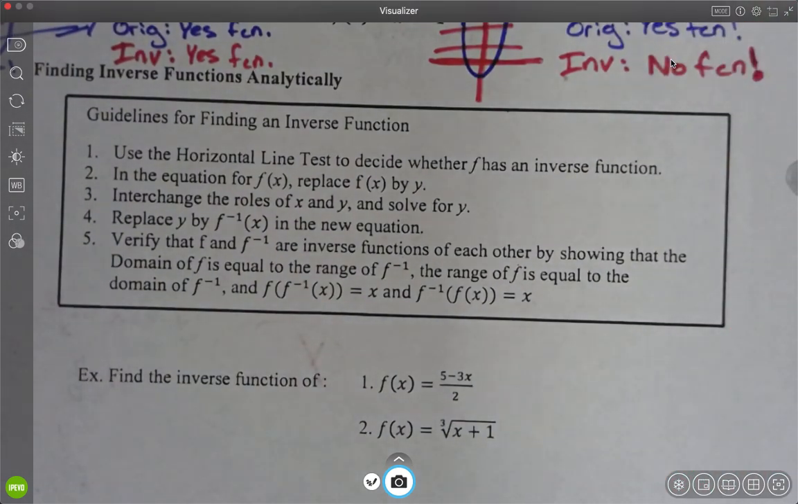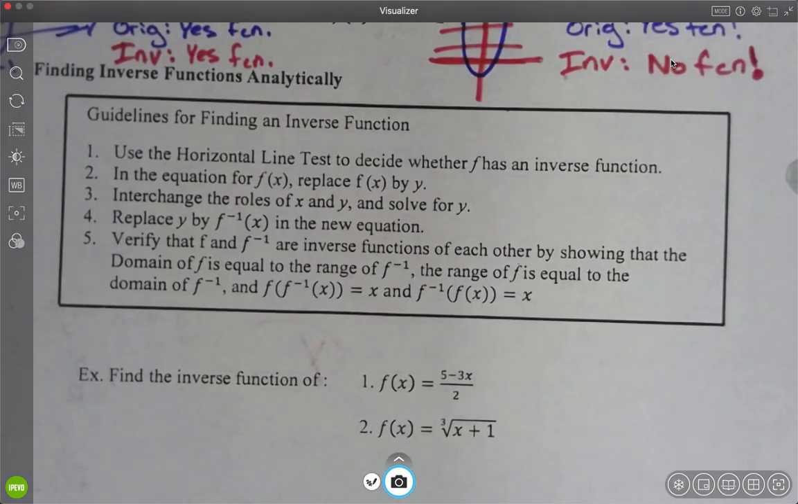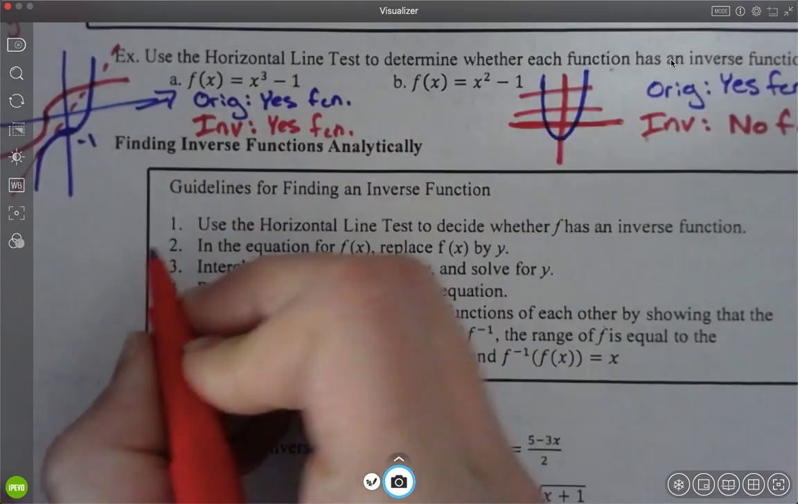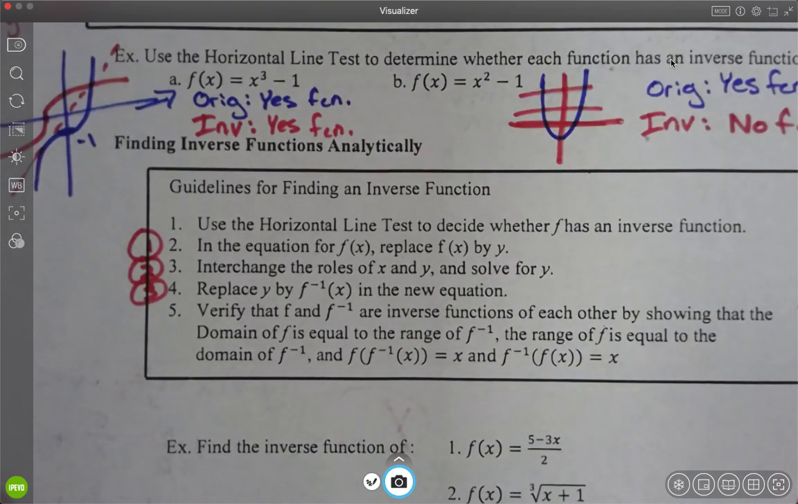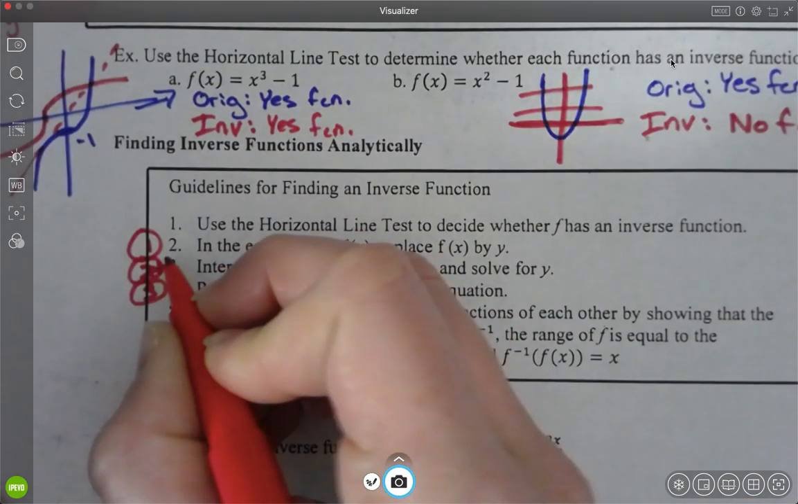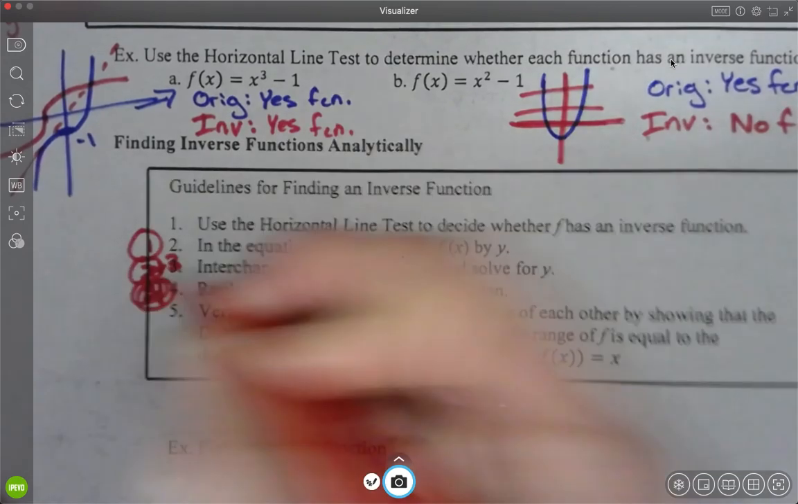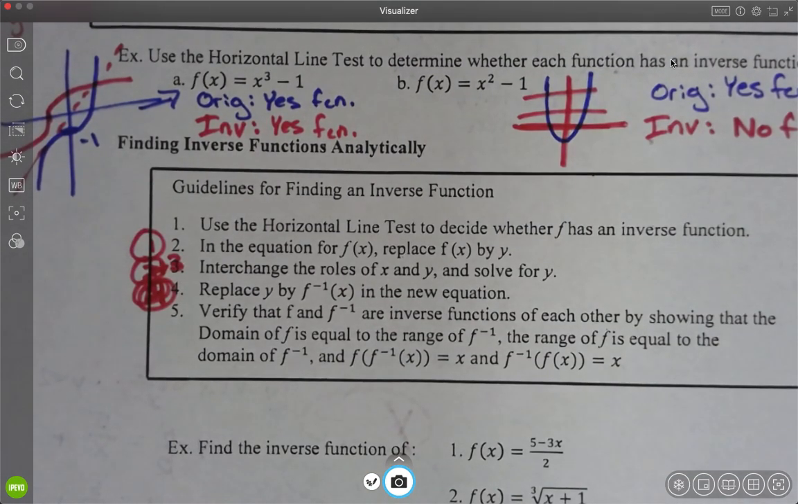All right, so it says guidelines for finding an inverse function. You don't necessarily have to go through this checklist every time, but let's see what their suggestions are. Use the horizontal line test to determine whether it has an inverse, because some of them won't even have an inverse as a function. In the equation, replace f of x by y. This is step 1. Step 2, interchange the x and y. Step 3, solve for y. Then step 4, and number 5, verify that it is truly the inverse by plugging them in.